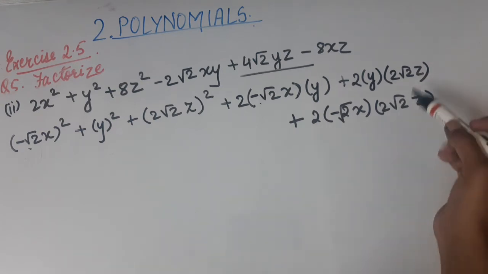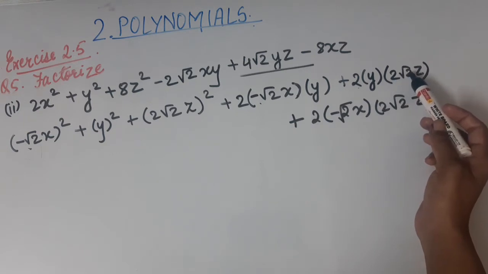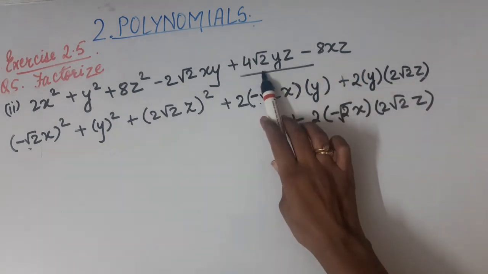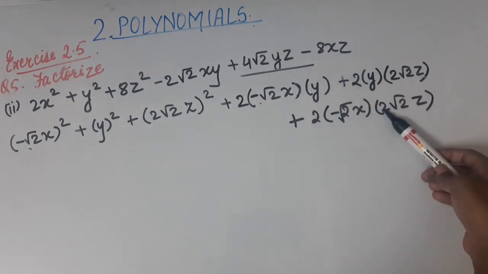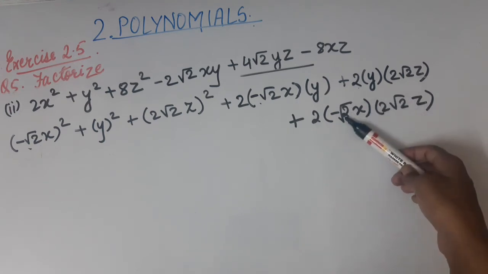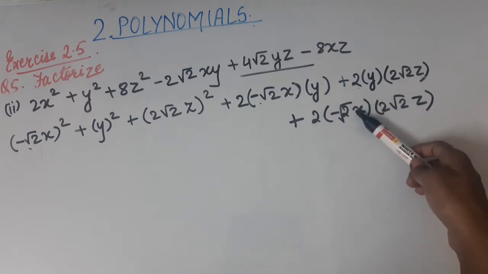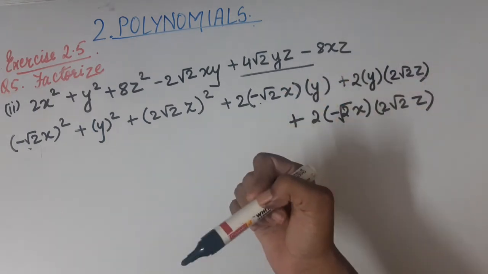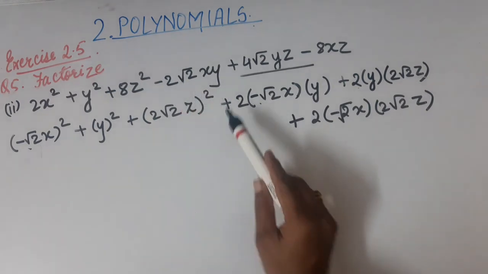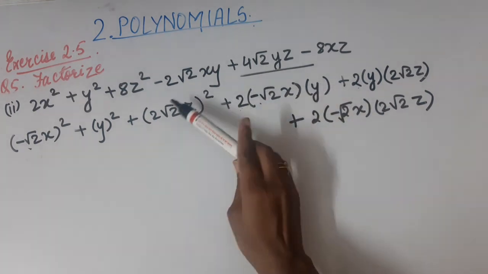Right. Now check. 2 into 2, 4. 4 into root 2. 4 root 2 yz. I am getting 4 root 2 yz. Here 2 into 2 is 4. 4 into root 2 into root 2. Root 2 into minus root 2, we will have minus 2. So 2 into 2, 4. 4 into minus 2, we will have minus 8. Minus 8 xz. Right. So here also we are getting it correct. This, if we check this term, we will have 2 into minus root 2, minus 2 root 2 xy. Again we are having same.